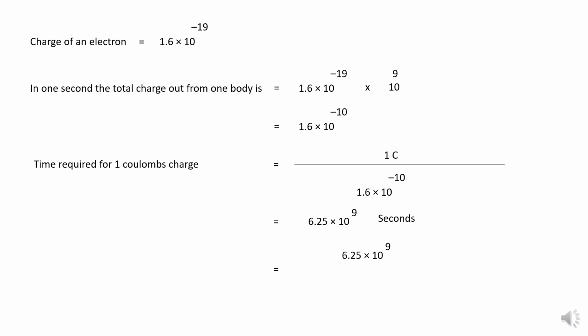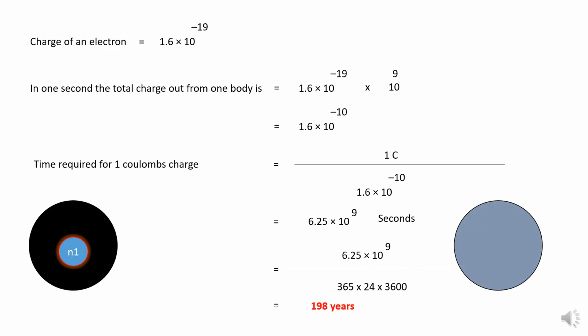If we convert the seconds into years, it is approximately 200 years. That means 198 years. After 198 years, this is declared 1 coulomb charge. If 10 raised to 9 electrons transfer in 1 second from one body to the second body, after 198 years this particular system reaches 1 coulomb charge.